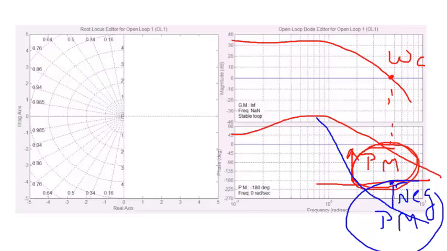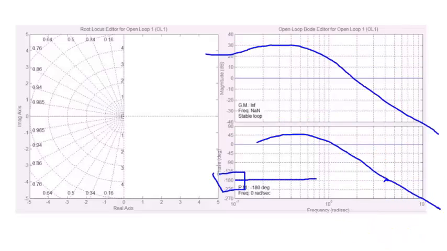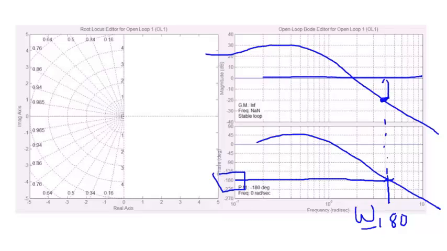Equivalently, you could look at a concept called the gain margin. In the gain margin, I'm going to come to the 180 degree frequency point. So here's a frequency where I have minus 180. And now I'm going to go up here, and I'm going to see that my output is less than my input. It's less than my input by so many dB.